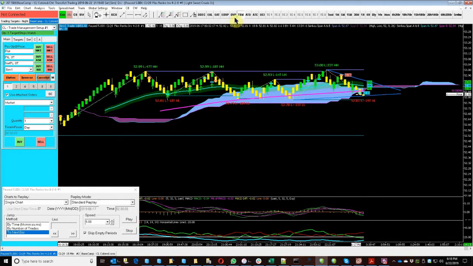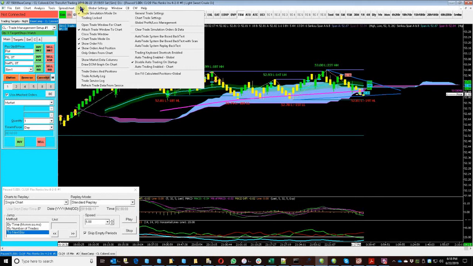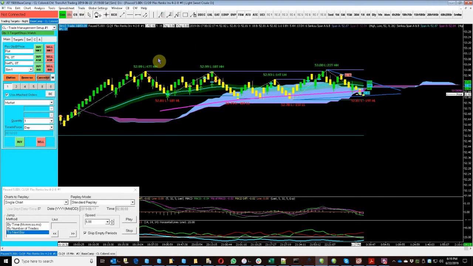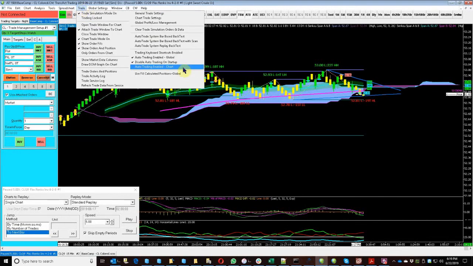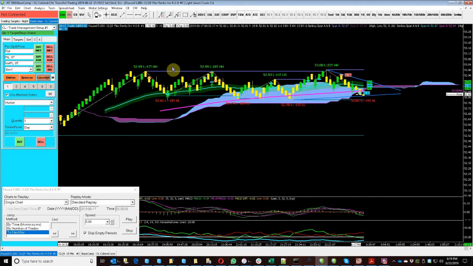So we're in trade simulation mode. If you want to backtest and simulate, there's a couple of other things you need to do. Number one, you have to set trade simulation mode on. You have to turn on auto trading enabled globally, and you have to turn on auto trading enabled for the chart. And what that does is that enables you to set auto trading for each particular chart. You can turn it on for one chart and turn it off for another chart. You can mix and match those instead of just having a global auto trading for every single instrument you've got.